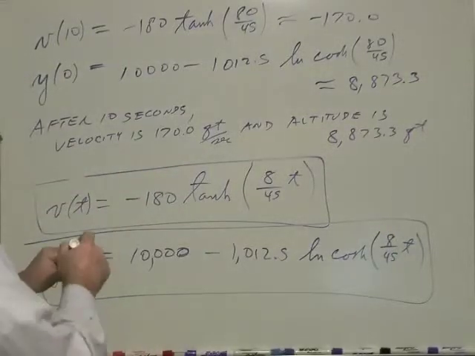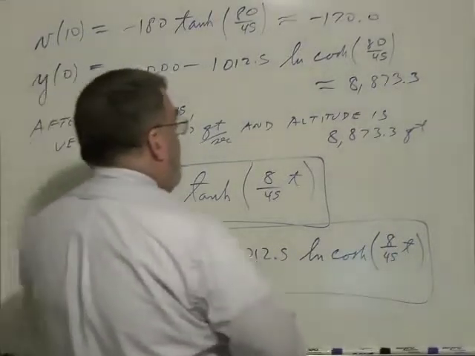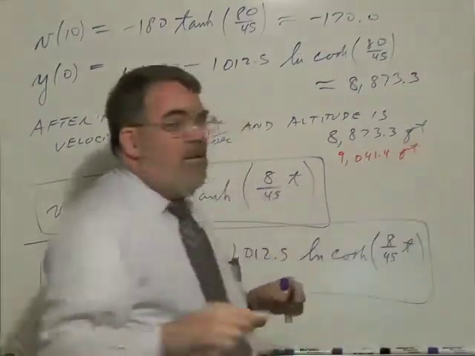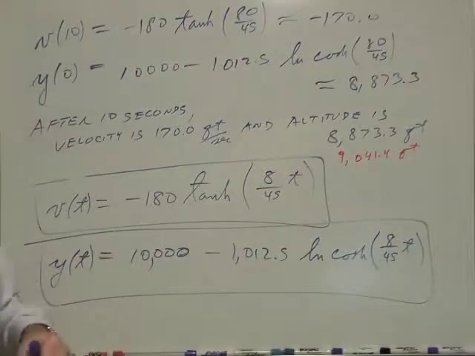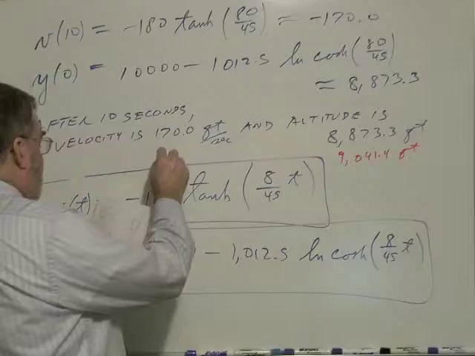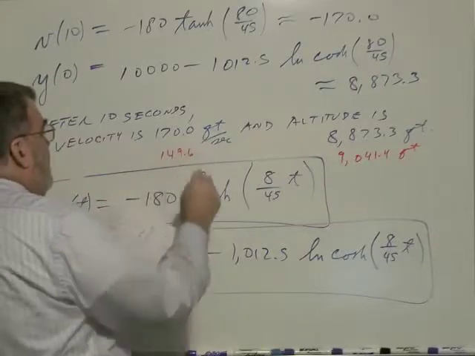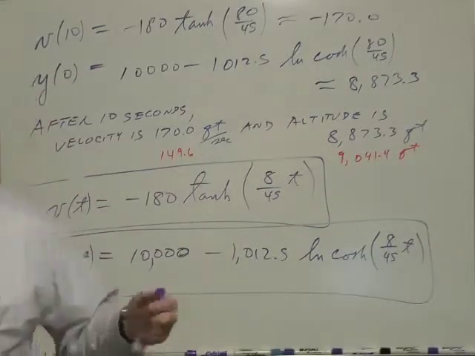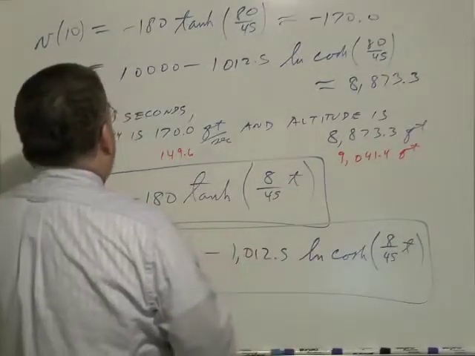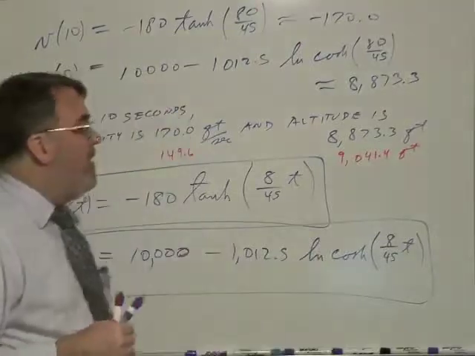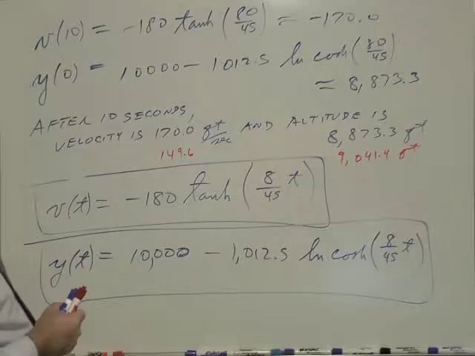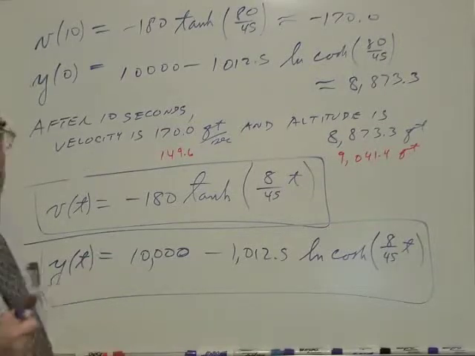So the comparison numbers were 9,041.4 feet for the other model, where the wind resistance was proportional to velocity, and the velocity after 10 seconds was 149.6. So I thought that's kind of interesting. In this model, it looks like you fall faster.